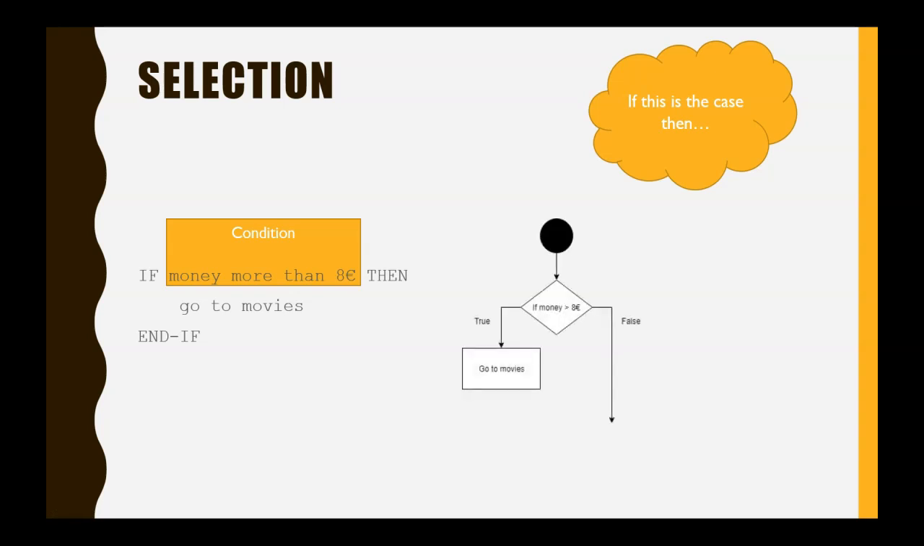And here's the same thing drawn as a flow chart. So here's a condition: if money is more than 8 euros. If it's true, we have more money than 8 euros, for example 10 euros, we go to movies. So we take this path. If not, we go this path, and whatever happens.